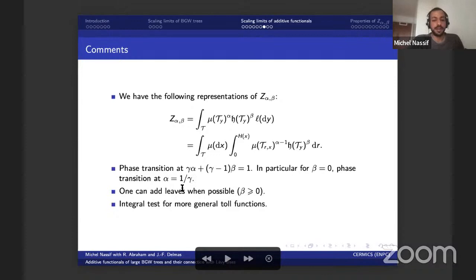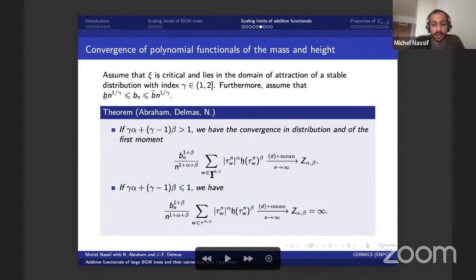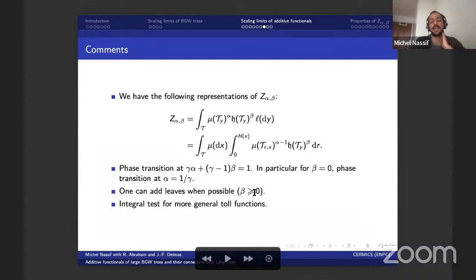And let me go back a second. Here we are summing over internal vertices, and this is for a very simple reason. If w is a leaf, the subtree above w is just reduced to one vertex, so its height is zero, and then we cannot take negative values for beta. So this comment is just to say that if beta is non-negative, then we can put back the leaves and it doesn't change the behavior of our additive functionals.